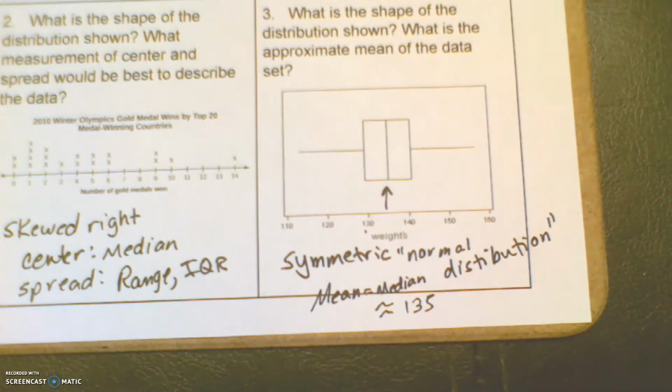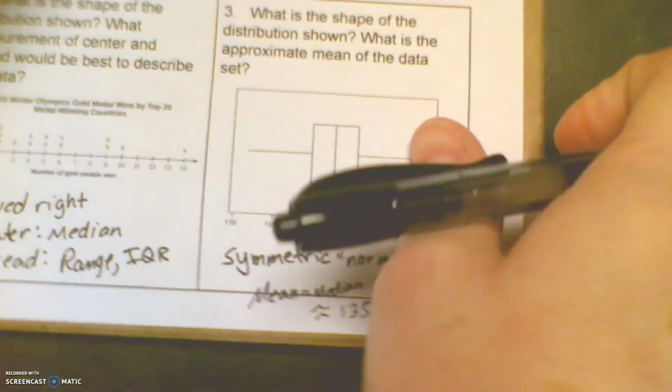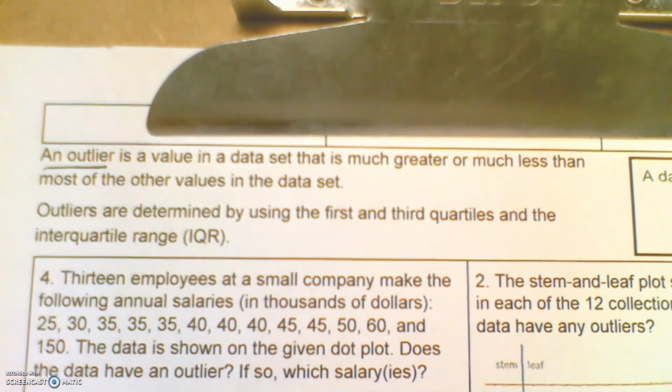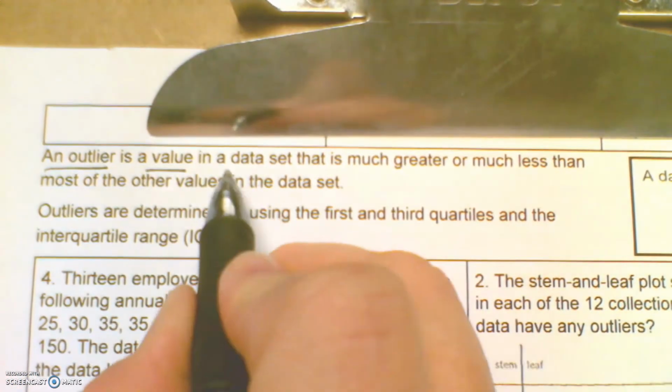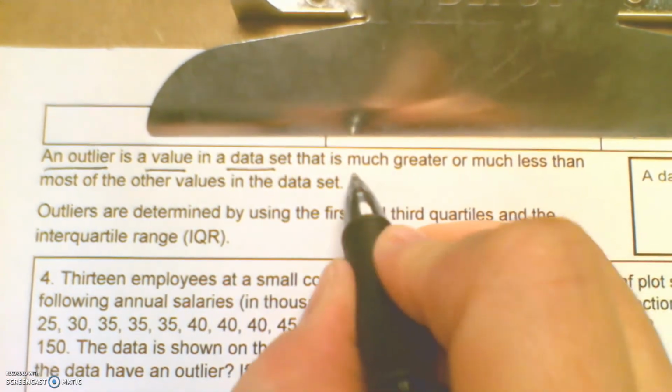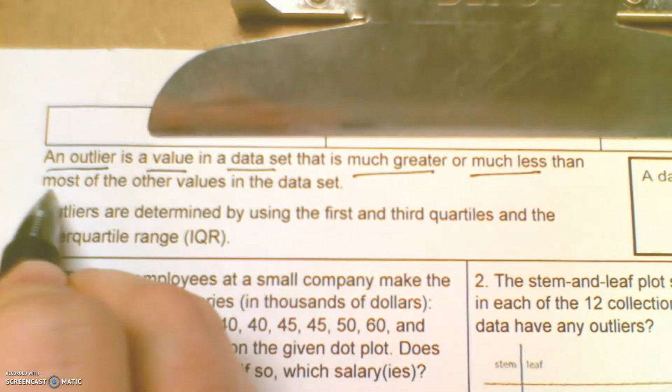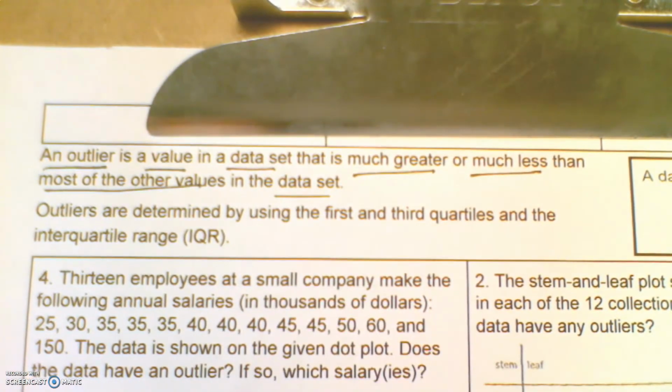The second topic in this unit, 14.2, is the effect of outliers. So let's define an outlier. An outlier is a value in a data set that is much greater or much less than most of the other values in the data set.